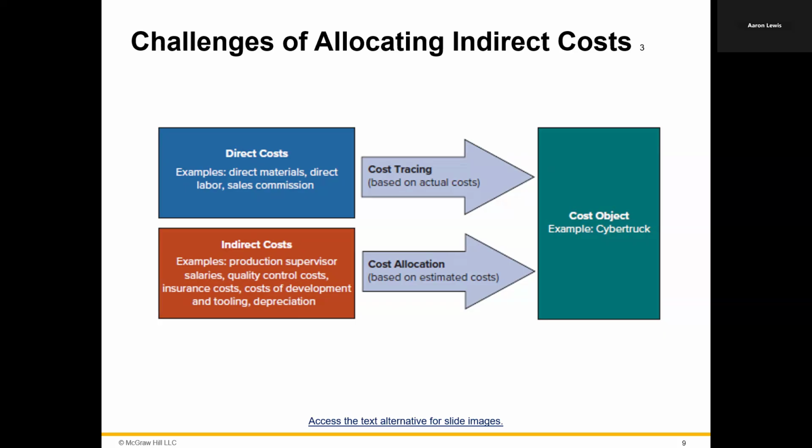You can directly trace that. There's a bunch of indirect costs that go into production: supervisors, the quality control costs, QC, people looking it over and making sure the truck's not going to explode once you sell it to somebody else. Cost of insuring the plant, the cost of research and development, the depreciation of the machines. Tesla makes more than just the Cybertruck. They make Model 3s and Model Xs, etc. So those costs are shared amongst all of the different products. You would allocate those costs to that particular cost object based on some kind of estimate.